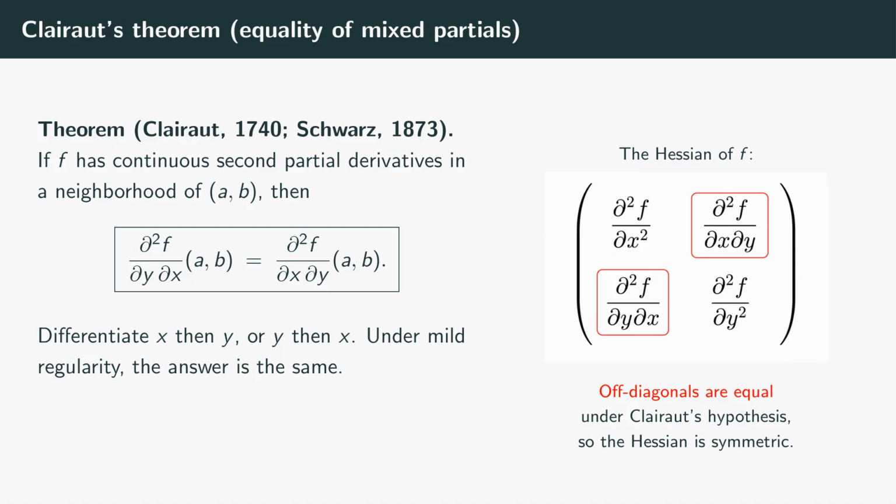Stated by the French mathematician Alexis Clairaut in 1740, and given a rigorous modern proof by Hermann Schwarz in 1873, which is why German tradition textbooks sometimes call it Schwarz's theorem. The continuity hypothesis is mild. It holds for every elementary function on its domain, but it's not automatic. There is a famous counterexample where the mixed partials exist at the origin but are unequal, because they fail to be continuous there. For real calculations on real functions, you can use Clairaut without a second thought.